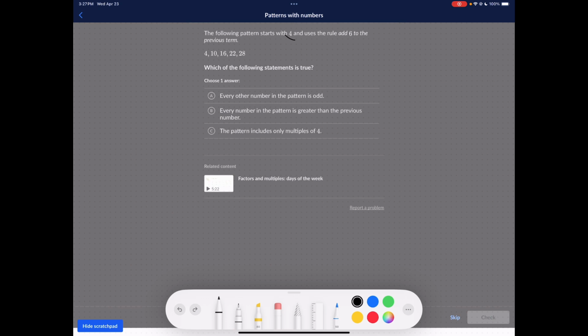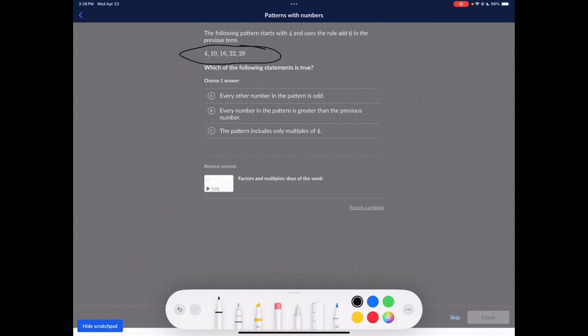So what do we know about this? We know that if we add 6 to 4, we get 10. And then we get 16, and then 22, and then 28. So now we have to look at the choices and look at which is true. Choice A. Every other number in the pattern is odd. Well, that's not true, is it? All of these numbers are even.